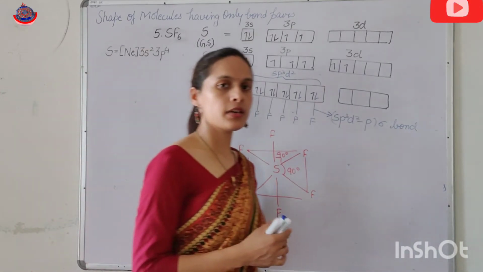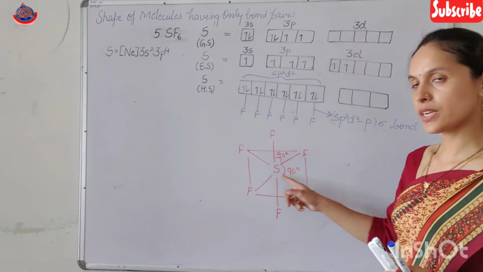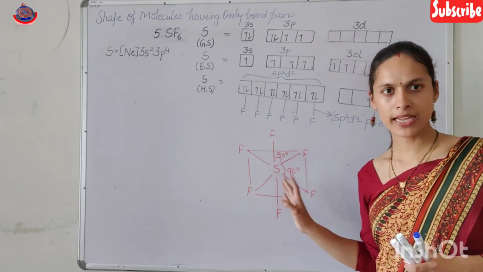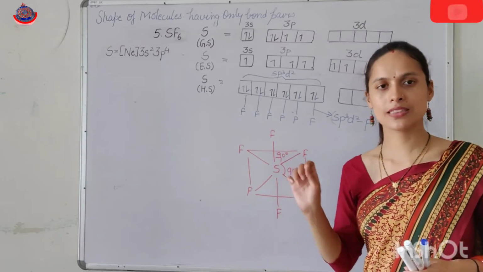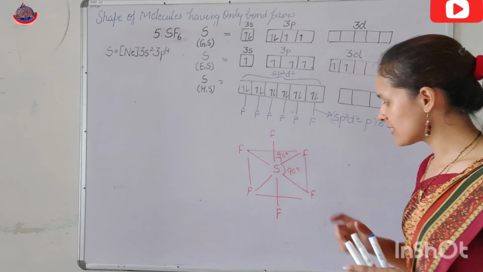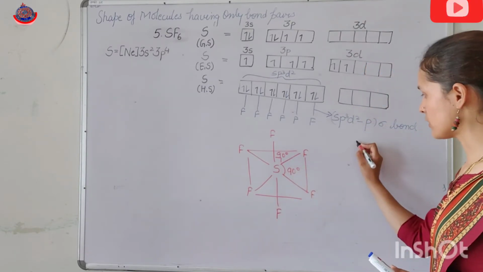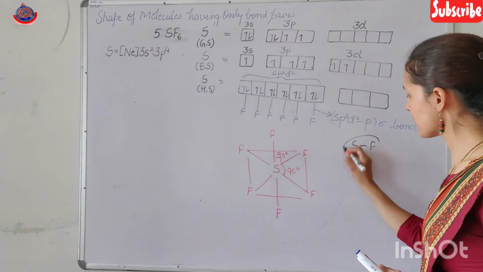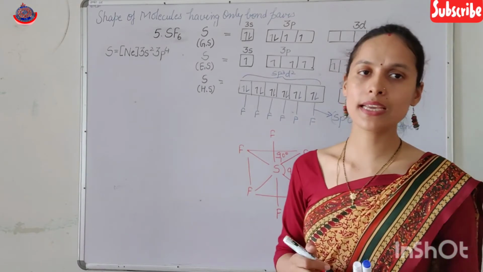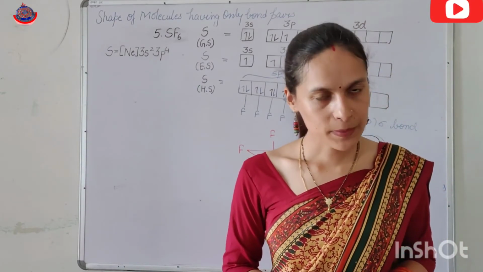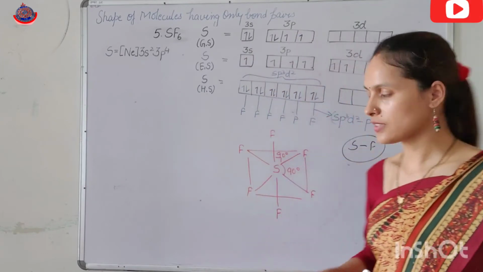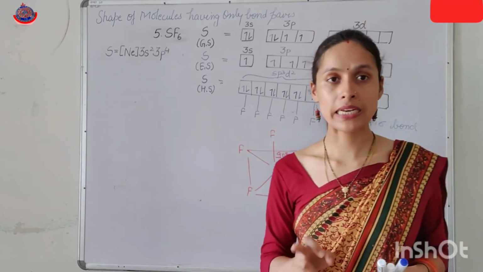And because the bond angle between the equatorial and the axial bonds is the same, therefore the bond length is also the same. So in SF6, all S-F bonds are equal in length. Unlike PCl5, all the bonds in SF6 are equal in length.